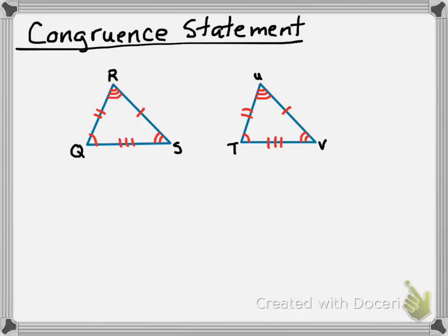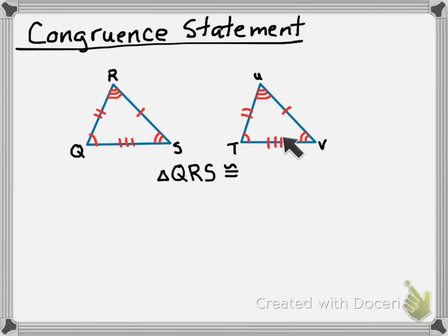All right, but now, in order to write the congruent statement, I'm just going to write that these triangles are congruent. So how do I name a triangle? Well, I name it based on its vertices, the 3 angles. So I'm going to start by saying triangle QRS. So I've got this triangle. I've named it QRS. Is congruent to, okay, now I've got to name this triangle.